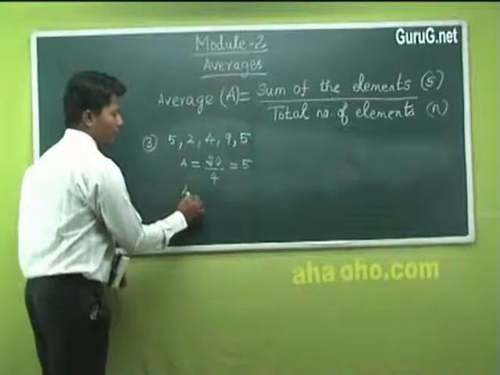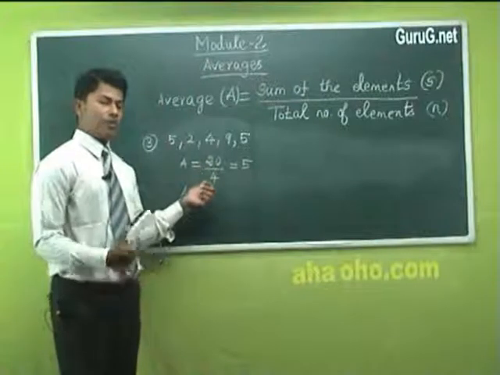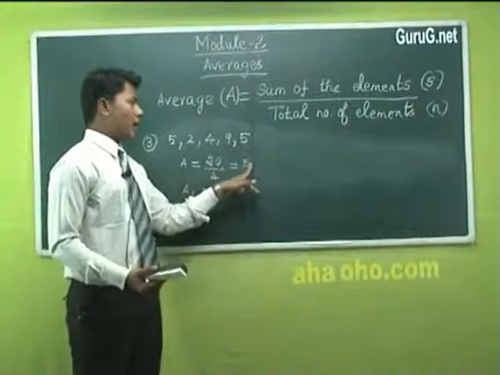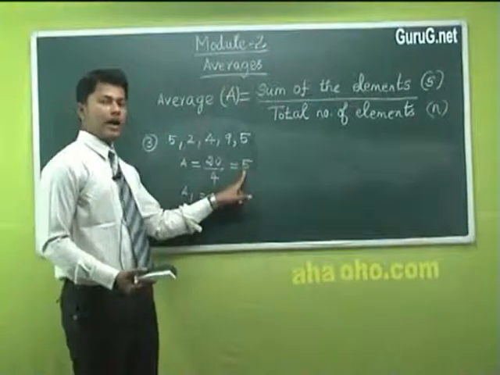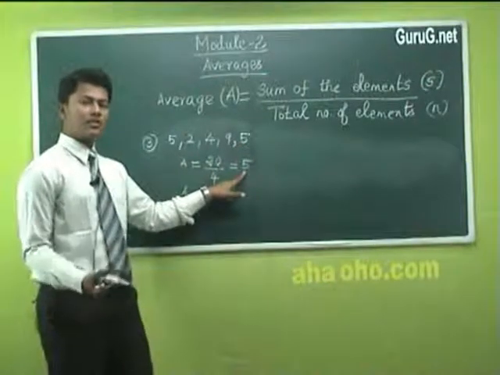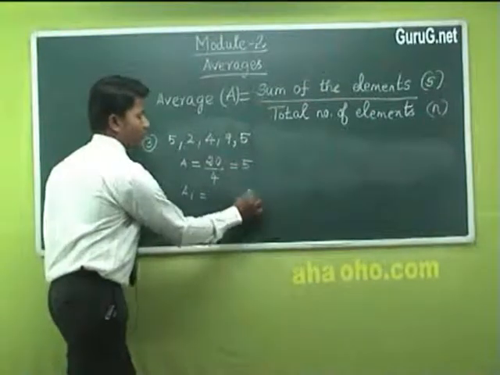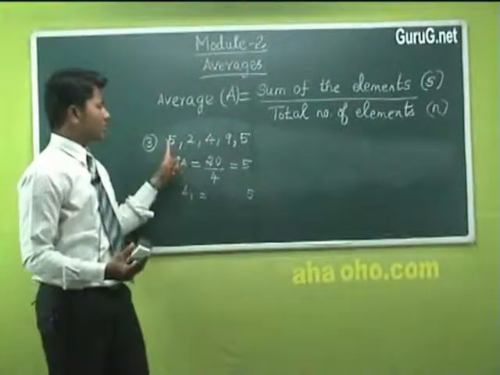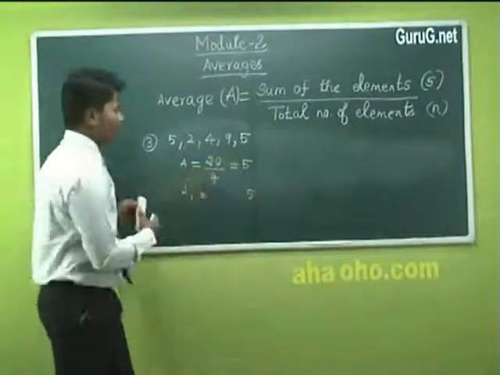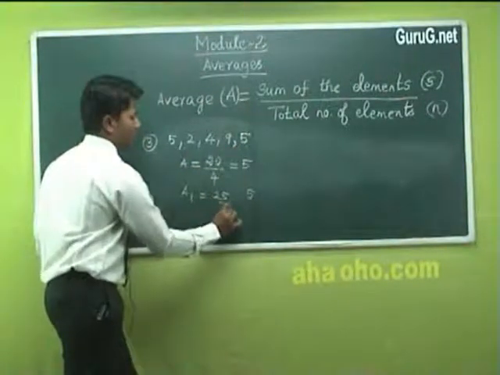I am considering the new average as A1. You need not apply the formula and waste time. Instead, have this in mind: if you are going to add a value that is equal to the average, the average will not get changed. So the new average will also be the same, 5. Do you want to check it out? Just find the sum. The sum of these numbers is 20. 20 plus 5 is 25. 25 divided by 5, now the number of elements has been raised by 1.